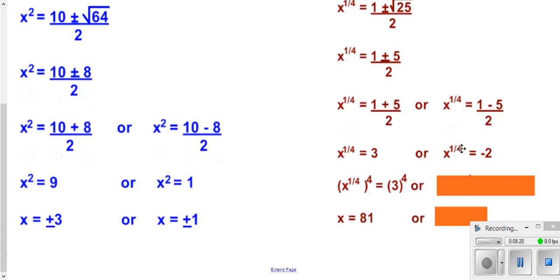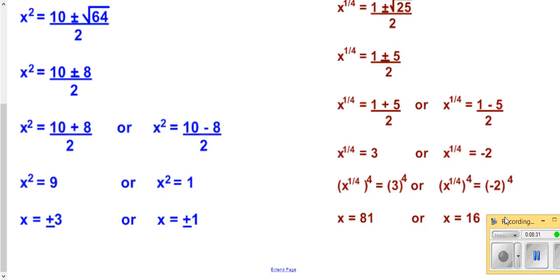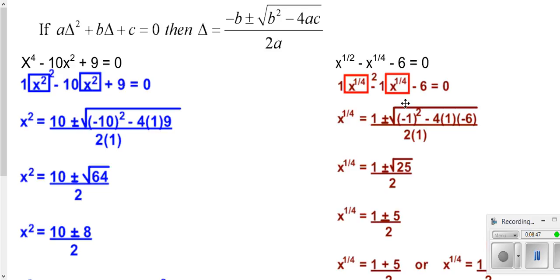Same idea over here. Raise both sides to the 4th power to undo that 4th root, because the 1/4 power is a 4th root. Now, a second way you could think of it is when you multiply these exponents, we need to get an exponent of 1. And a 1/4 times what is 1, and that's 4. Now, when you raise both sides to an even power, you should technically take these answers and plug them back into the original to see if they work.